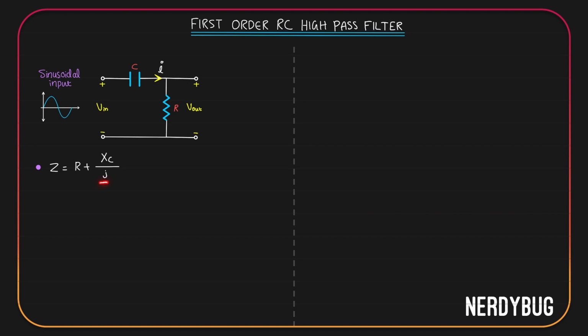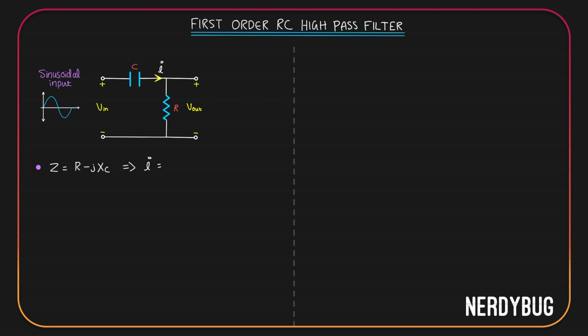Should we really keep 1 by j here? 1 by j is minus j, so we can write minus j Xc. So total impedance of the circuit is R minus jXc. R is the resistance, Xc is the capacitive reactance. And minus j shows the phase difference between R and Xc. Now, using this, I want to write the current flowing through the circuit. Here we can use Ohm's law.